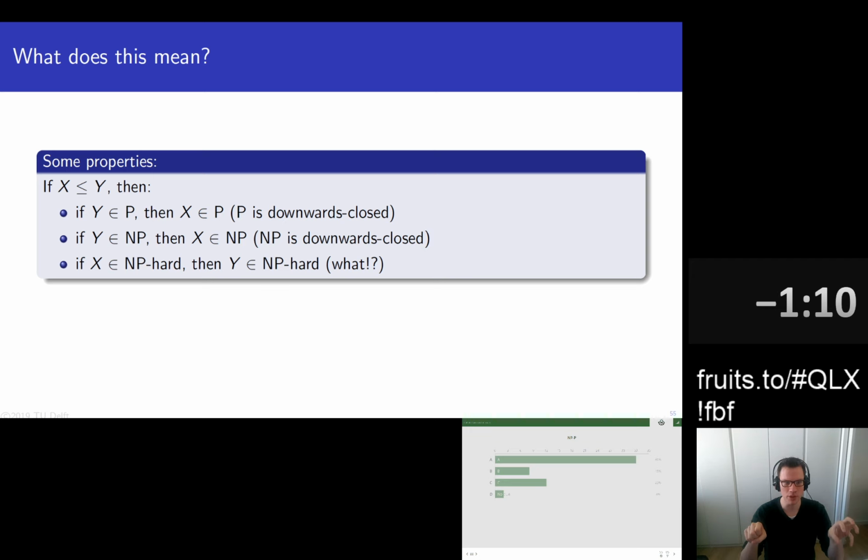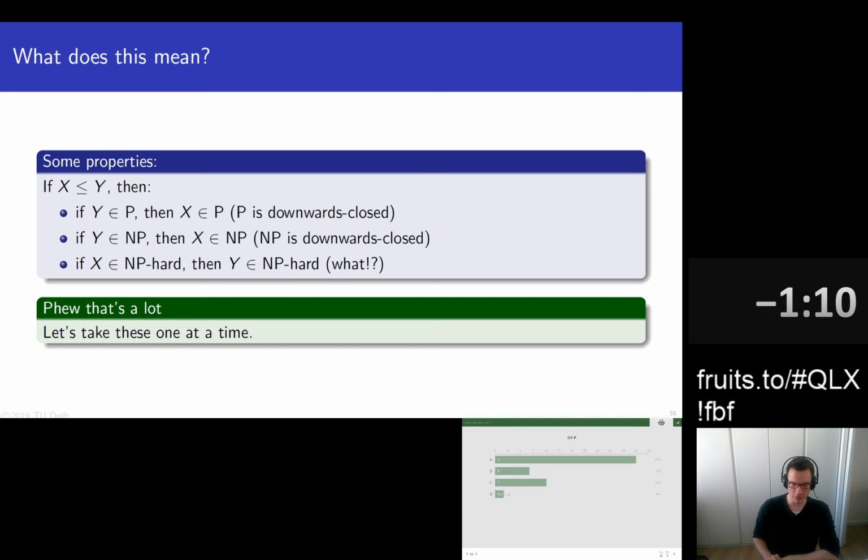If y is in NP, x must also be in NP, meaning NP is also what we call downwards closed, right? x is smaller or equal to y, so if y is in NP and x is smaller, easier, it's not an entirely correct explanation, it just means x is no harder than y, then x must also be in NP. And if x is NP hard, then y must also be NP hard. Now NP hard is something we haven't defined yet, so I'll get there in a moment. But these are the three properties I still want to discuss with you today, and that's it. So I don't think I need the full half hour for that, but we'll see how far I get.